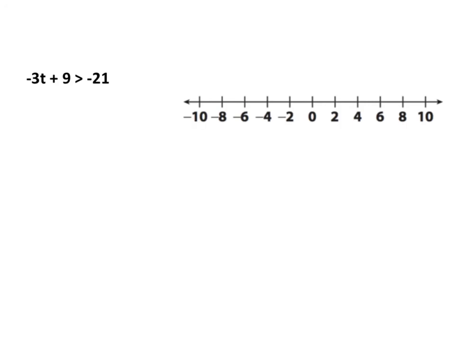Here we have our next example. We have negative 3t plus 9 is greater than negative 21. So we look at the number with the variable first. We have a negative 3t. Okay, so this is negative, which means we have to flip the sign. So we're going to flip the sign. Then we can continue with our problem regularly. We know that we need to shade left, and we're going to have an open circle because it is not also equal to.